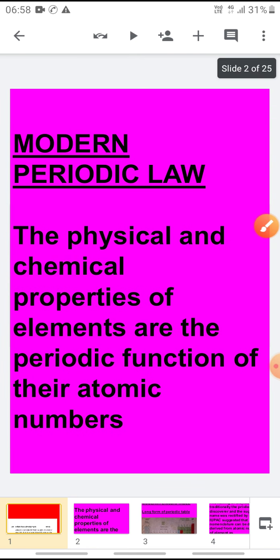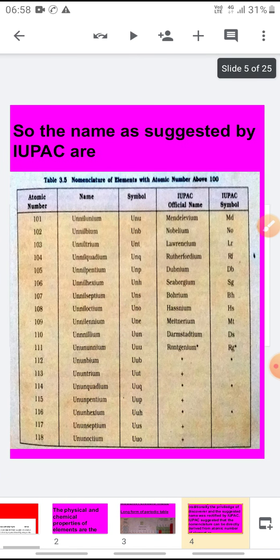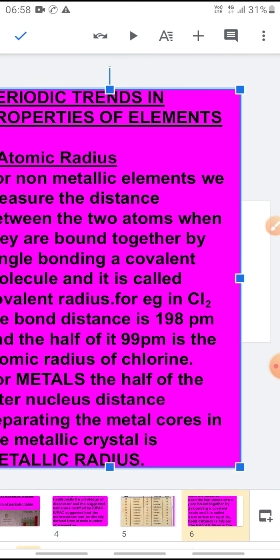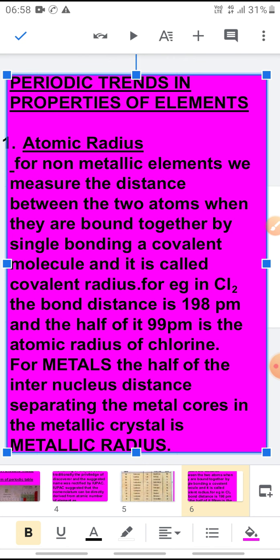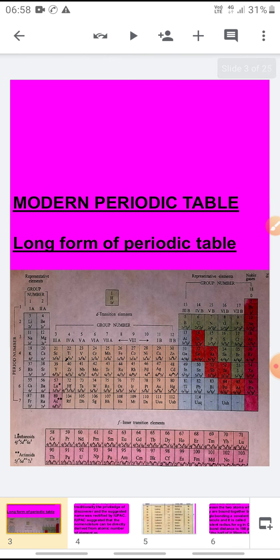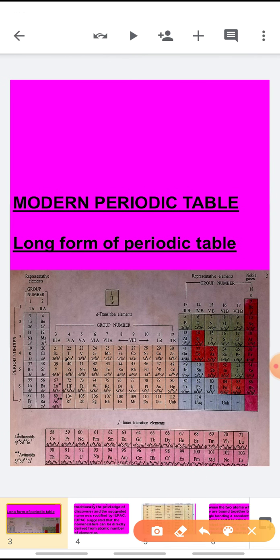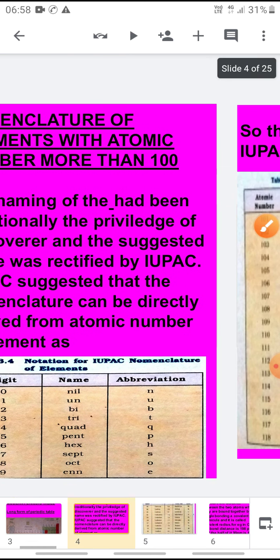But here we will study how the variation of these enthalpies takes place when we move from left to right in the periodic table, from this side to this side, or from top to bottom in the periodic table. So today we'll start first with the atomic or ionic radii.